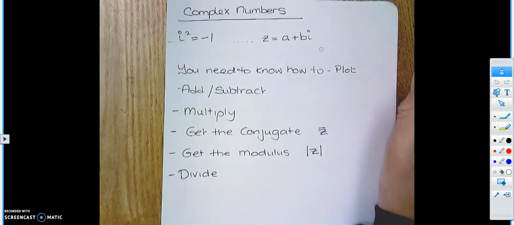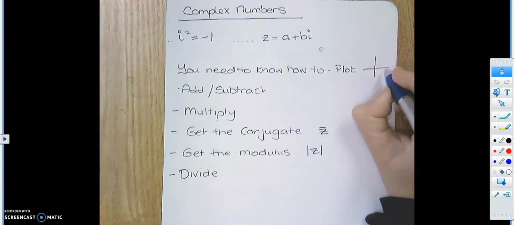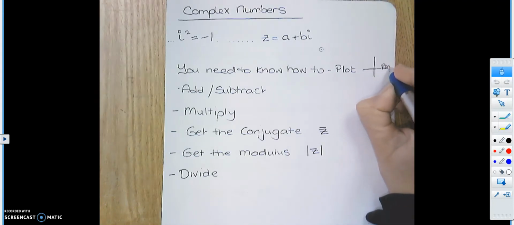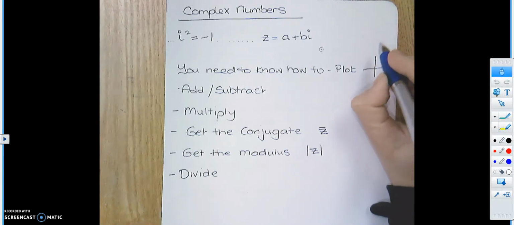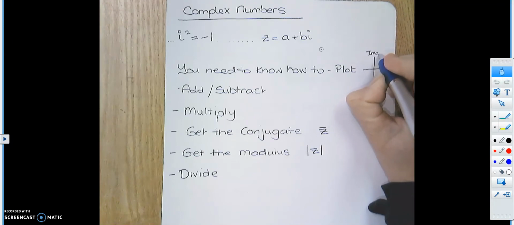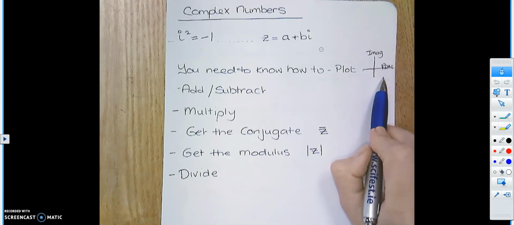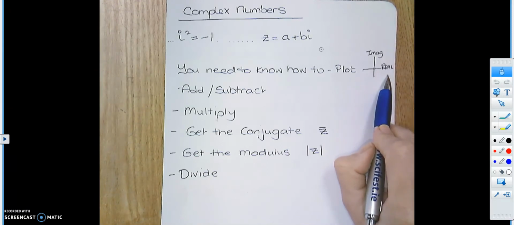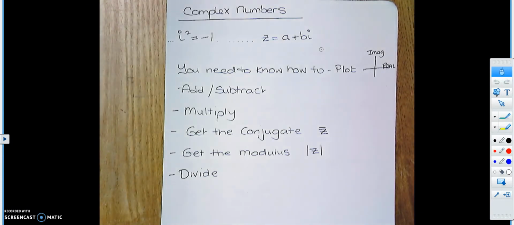In terms of complex numbers, you need to know how to plot them. So in terms of plotting them, you've got two axes, right? The one going flat across is your reals. The one going up and down, so in other words your vertical axis, is your imaginary. Normally when you're plotting points, you go out the x, up and down the y. This time you're going out the real, up and down the imaginary.